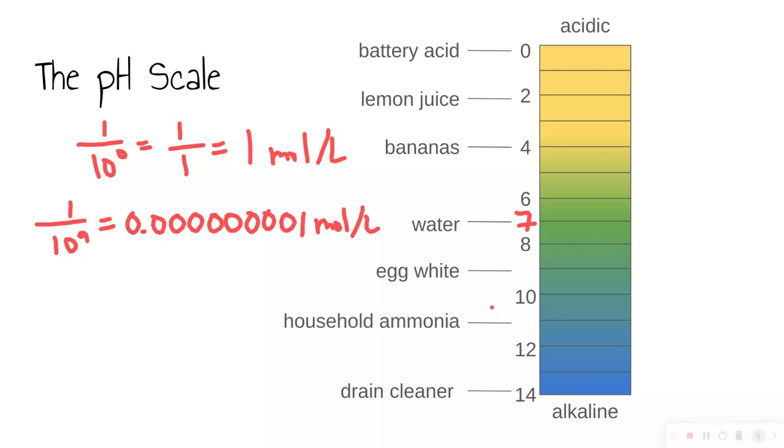Ammonia is going to have a pH of 11, so it's also going to have an even lower concentration of hydrogen ions. It's going to be pretty basic, pretty alkaline. And then we have drain cleaner with its pH of 14. I'm not going to write this out, but just know there will be a lot of zeros here. This is going to be a very alkaline substance. It's as alkaline as you can get, because it has a very low concentration of those hydrogen ions.